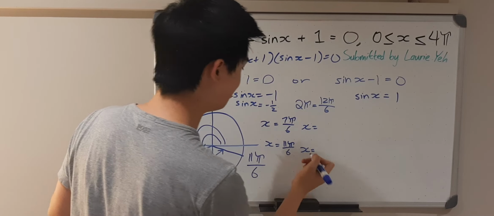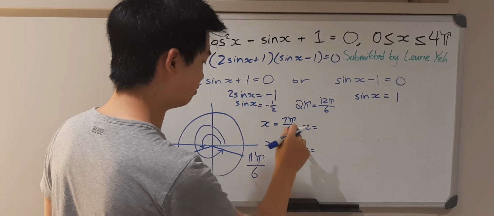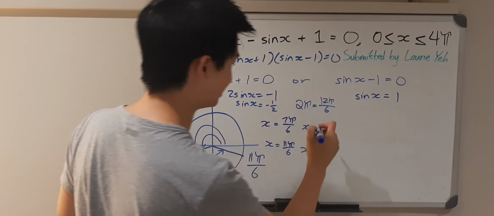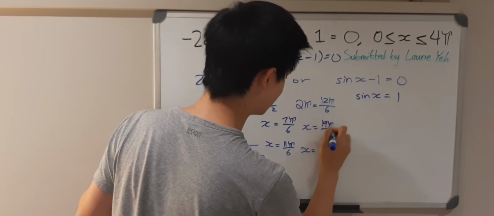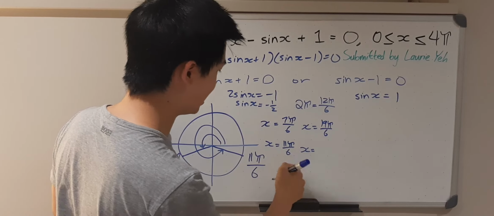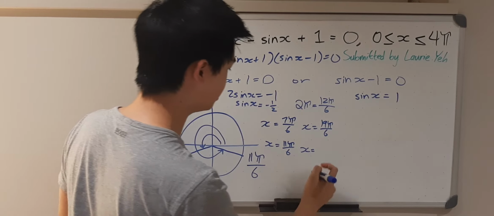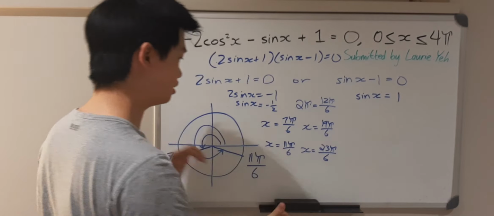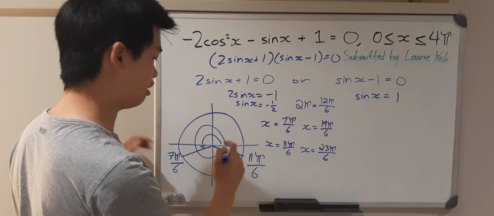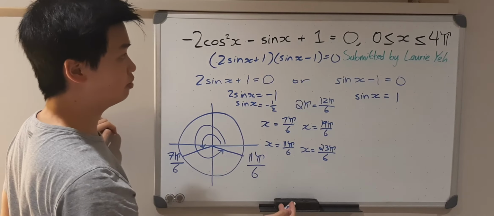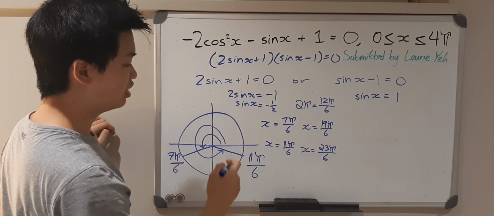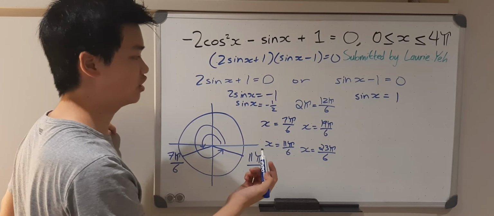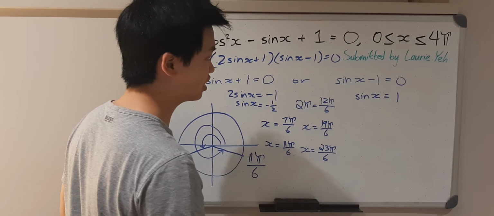Some more answers here. So x can also equal, we can add 12 to this value here, and 12 plus 7 is 19, so 19 pi over 6. And over here, we add 12 to 11, and that will result in 23 pi over 6. So these are 4 solutions that we can get out of here. And since our minimum value that x can be is 0, we can't go clockwise because that would be the negative direction.